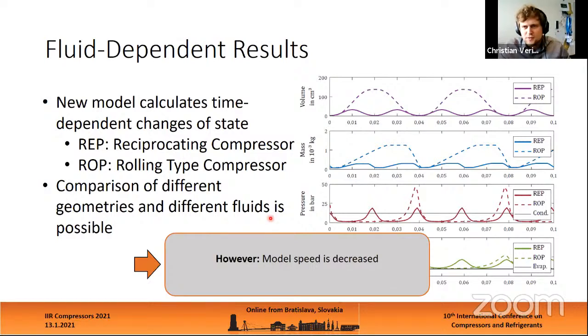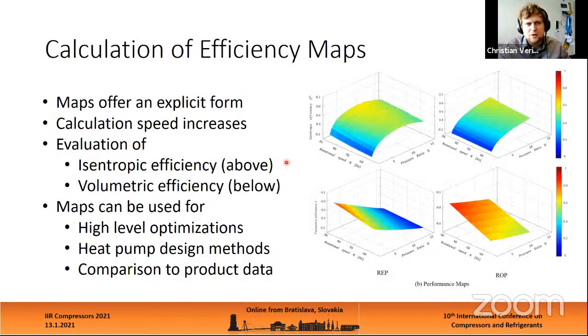But solving all those equations has disadvantages as well. Our model's calculation speed decreases. So calculating those states is near to real time. So we do not have the advantage of being faster than an experiment, which is not that good, to be honest. That's why we use our detailed model to change geometry, to change everything, and look how the efficiencies change. And then we compute calculation efficiency.